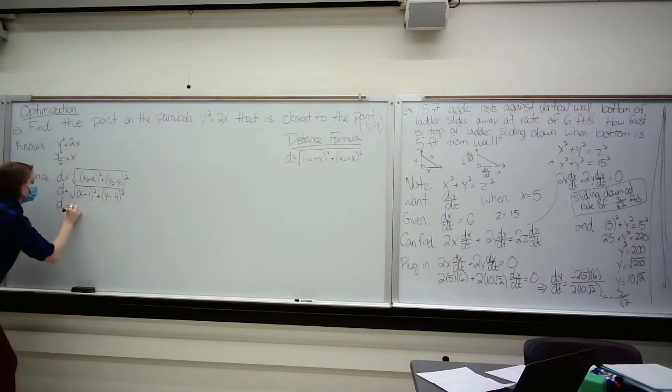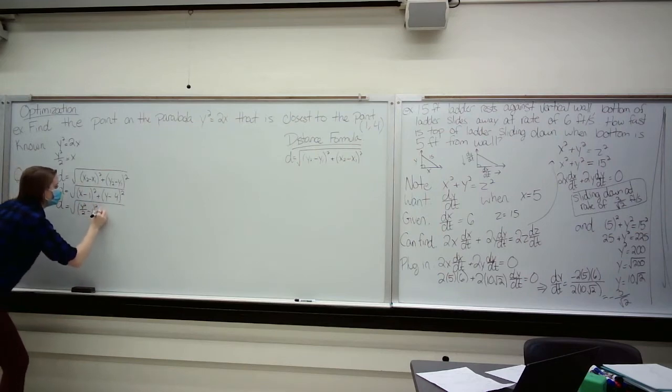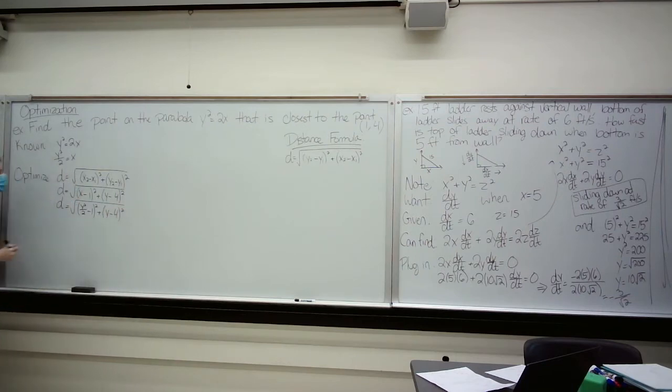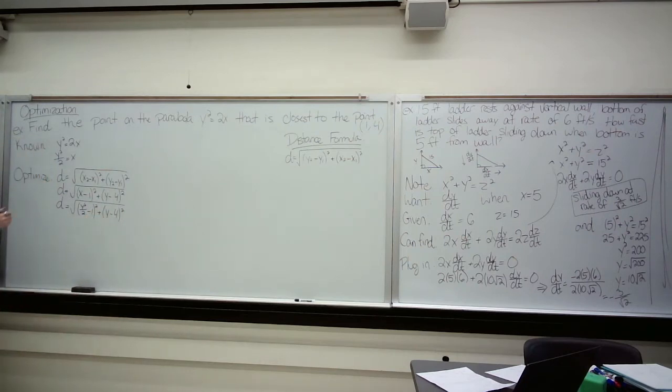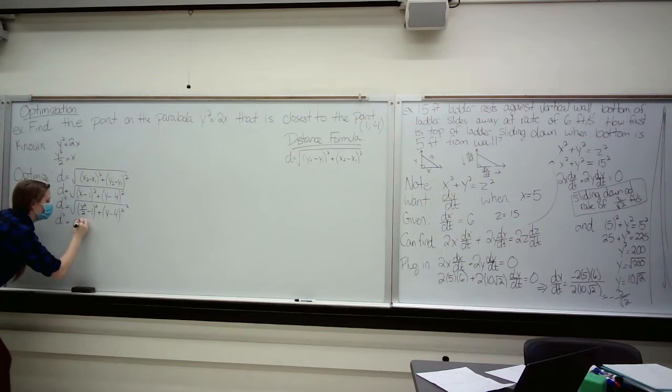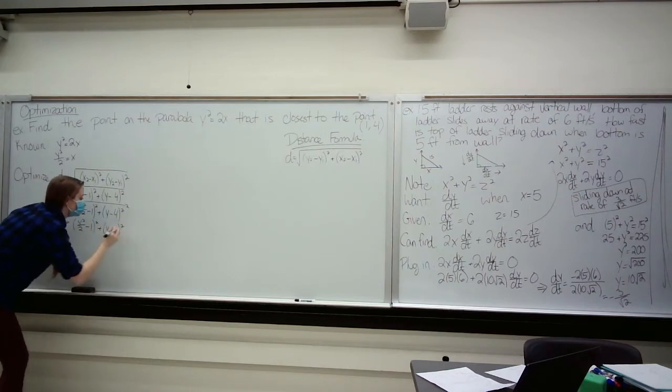So d equals the square root of y squared over 2 minus 1 squared plus y minus 4 squared. Now, if you remember back when we did these types of problems in class, there's a little trick here that will make your life a whole lot easier to simplify. If I square both sides, I have d squared equals, the square root goes away, y squared over 2 minus 1 squared plus y minus 4 squared, right?